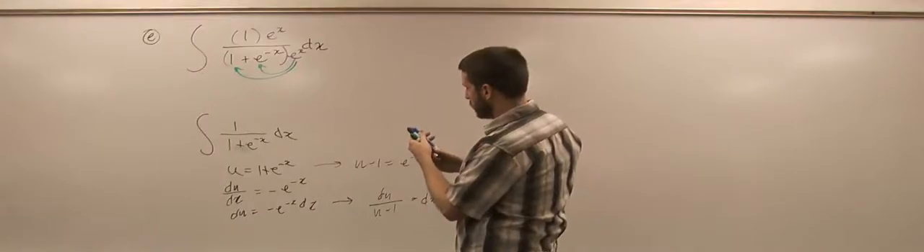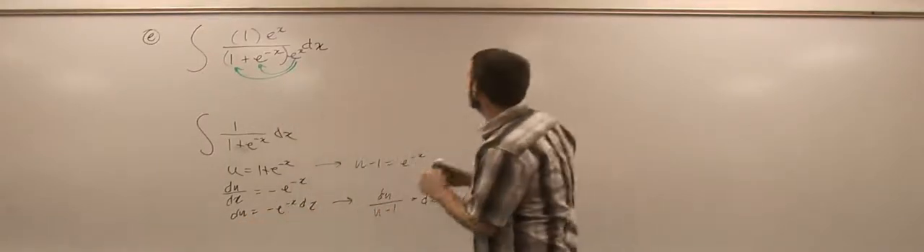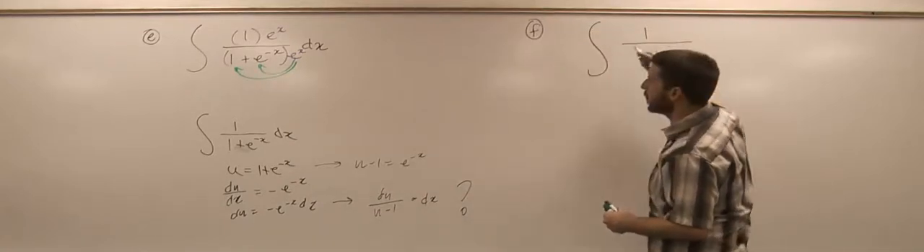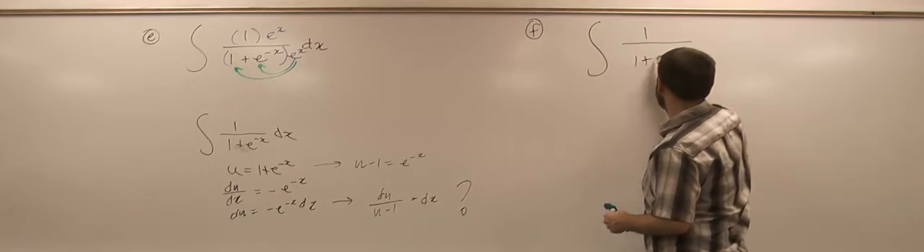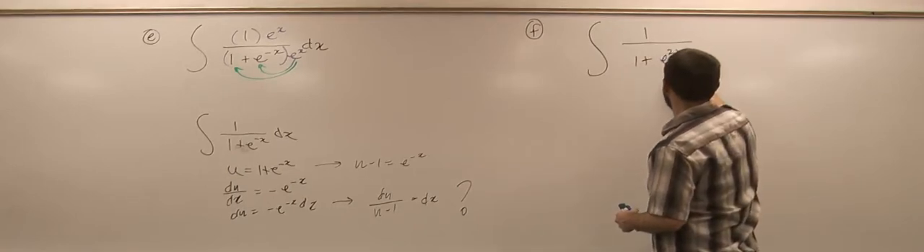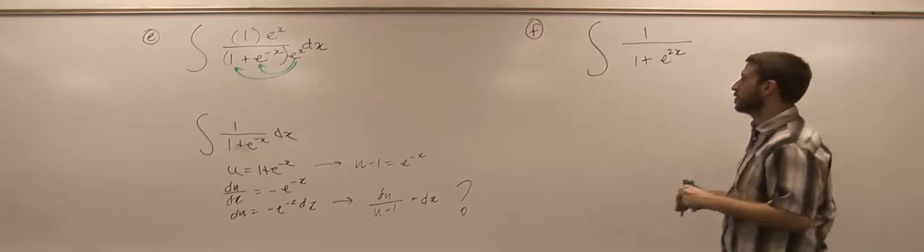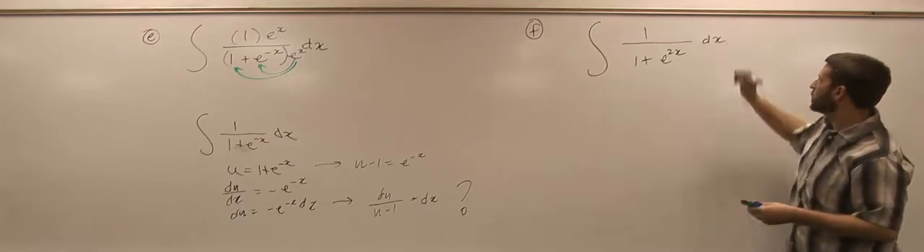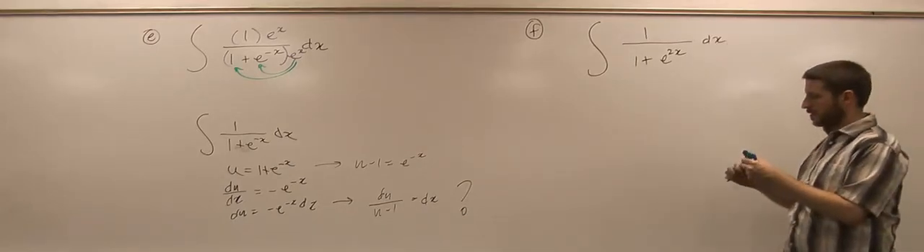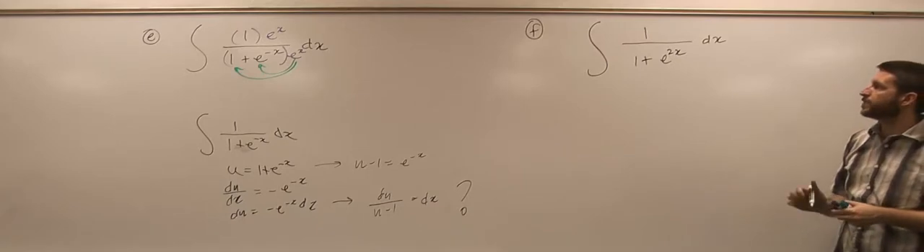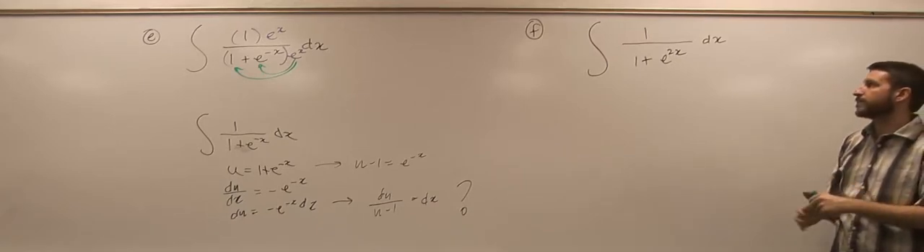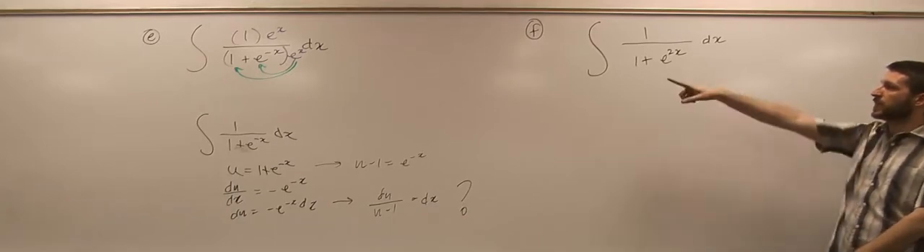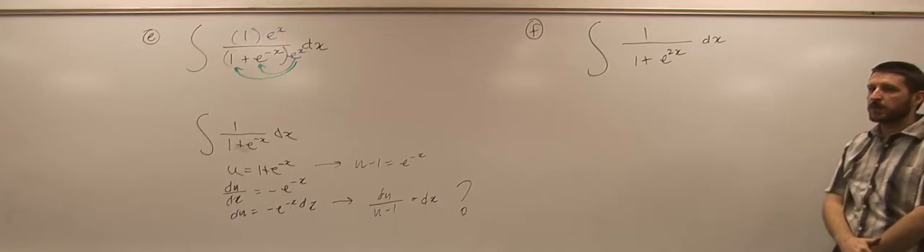So if I gave you this integral instead, 1 over 1 plus e to the 2x dx. Do you know how you could do this? It's almost the same format, so think the same way. Multiply by what though?